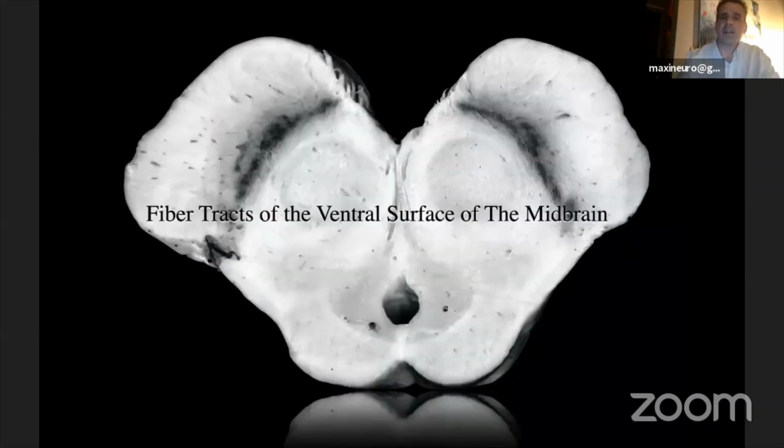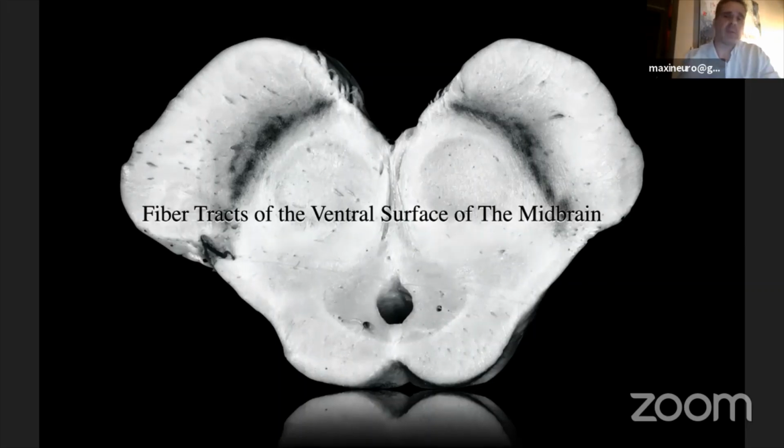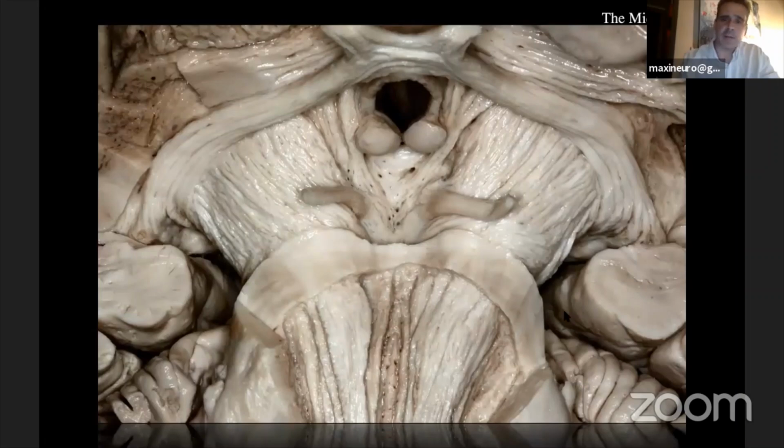Just to understand the anatomy of the midbrain, I will try to dissect some part, the most important fibers tract and nuclear complex inside the midbrain. In this picture, I want to show you the most important structure at the level of the midbrain. Obviously, the cerebral peduncle is the most important structure here.